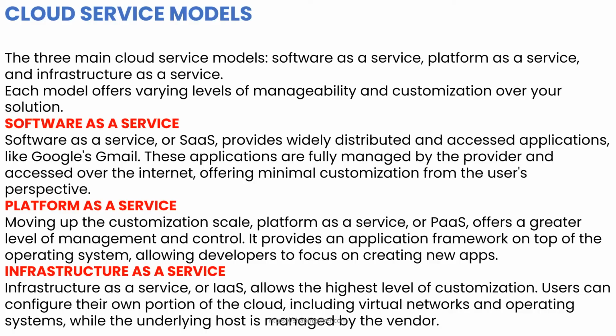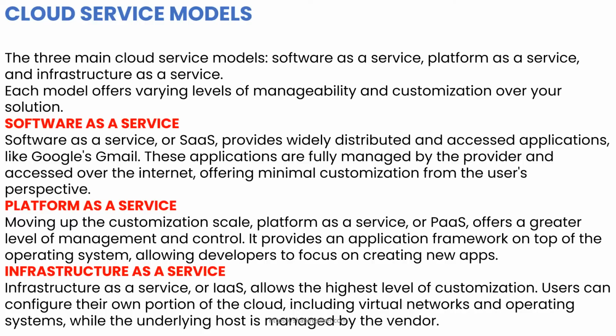So let's dive into cloud service models. The three main cloud service models are software as a service, platform as a service, and infrastructure as a service. Each model offers varying levels of manageability and customization over your solution. Software as a service, or SaaS, provides widely distributed and accessed applications like Google's Gmail. These applications are fully managed by the provider and accessed over the internet, offering minimal customization from the user's perspective.